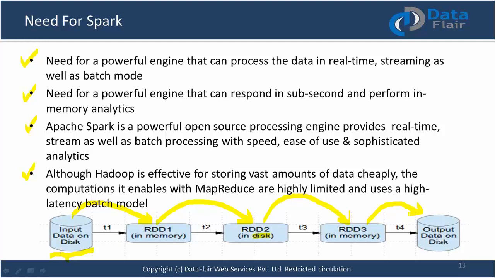Spark is very well suited for machine learning algorithms. Spark is very well suited for iterative algorithms. Let's proceed ahead.